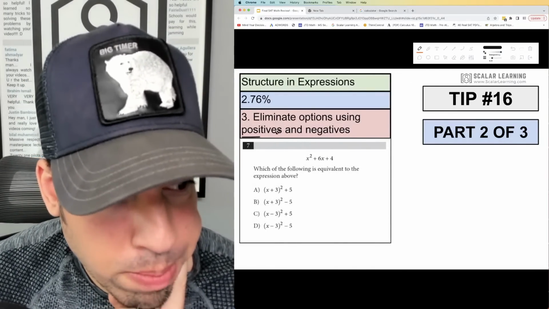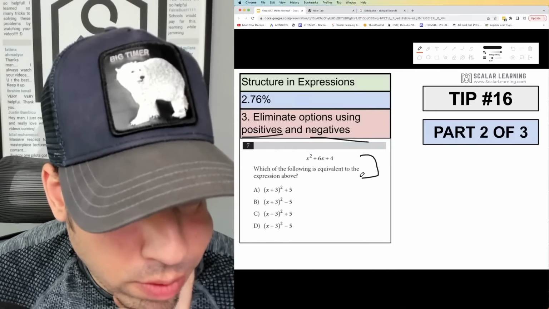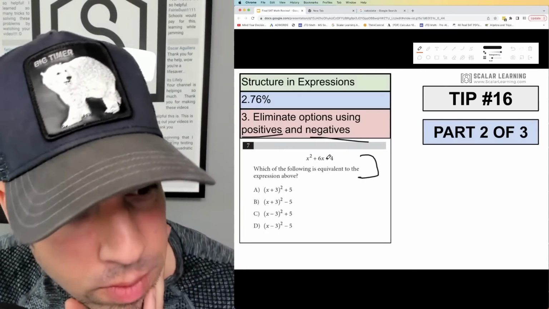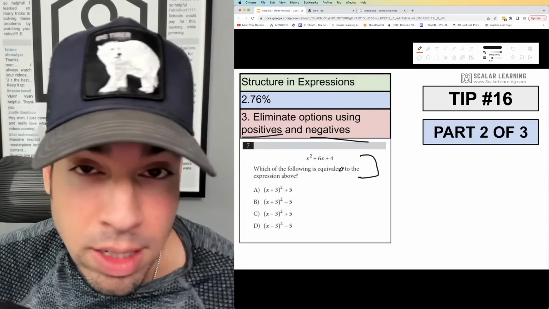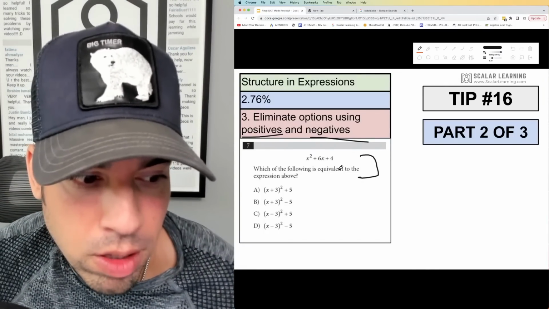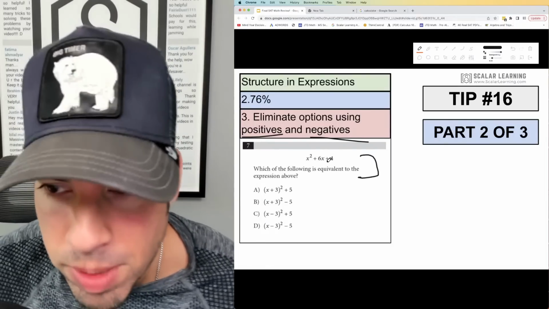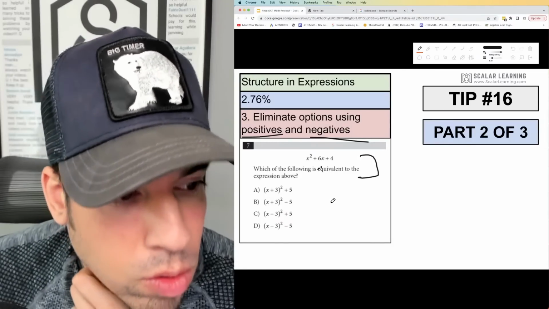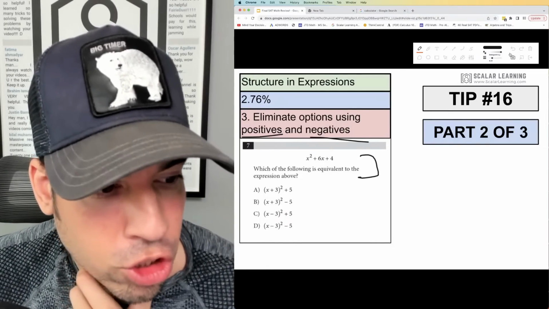Eliminate options using positives and negatives. Which of the following is equivalent to the above expression? So what they really did is completing the square. But maybe you might not remember that, or might not want to do that. So we'll take an easier route. We can do a little plug and chug here.